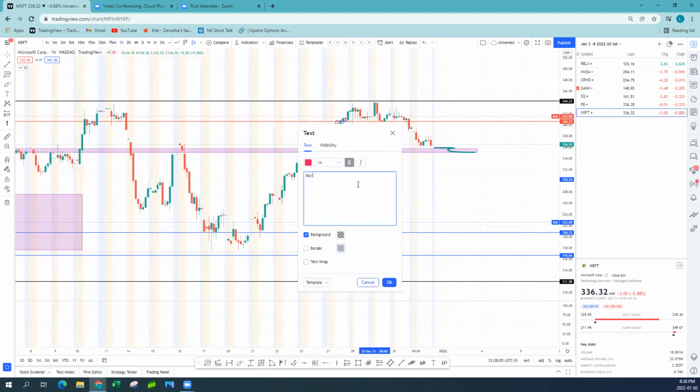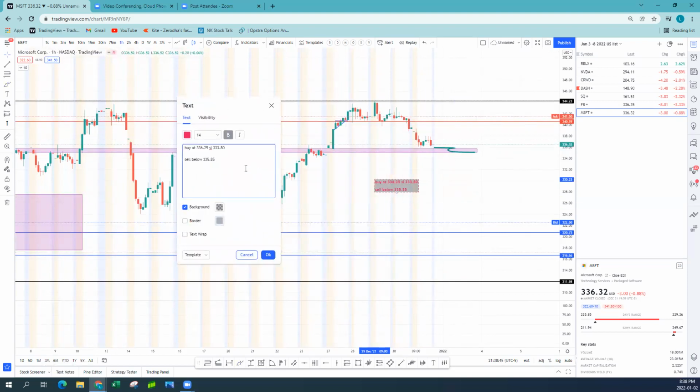So buy at 336.25. You can put the stop loss at 333.80. Sell below 335.85. You need to wait for at least 50 minutes for that one. And the stop loss for that one will be 336.45.